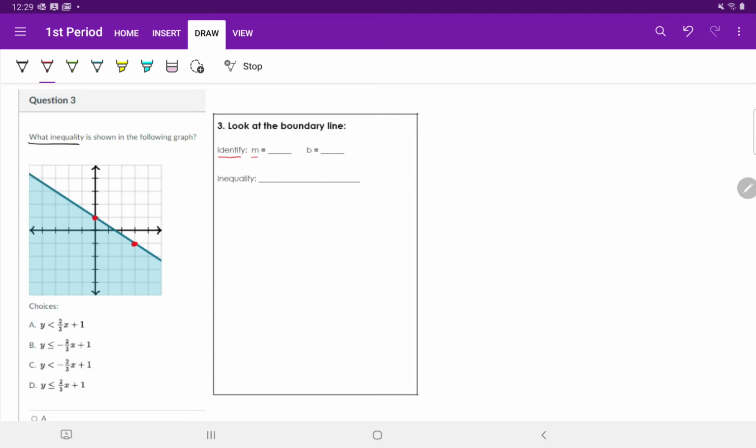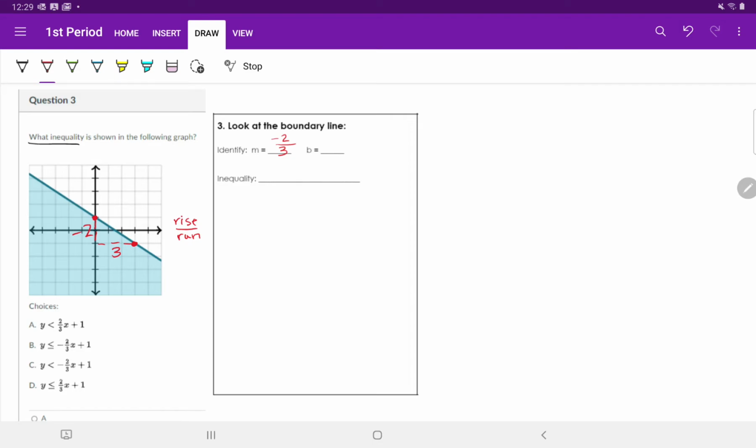So let's find the M, the slope, between these 2 points. Slope is rise over run. Now rise can be negative. So notice here we're going down 2, so our rise is -2. And then our run is 3 to the right, so that would be 3. So we're going down 2, right 3, or -2/3. So that's our M. Now let's find our B.